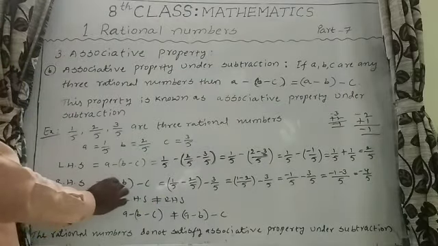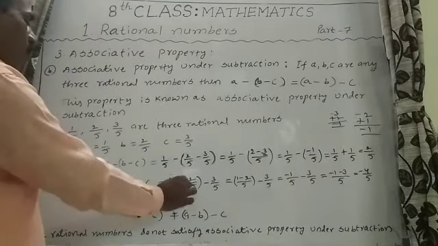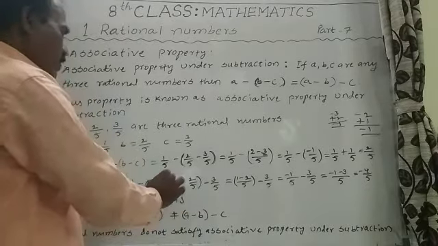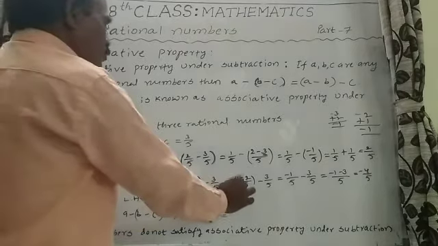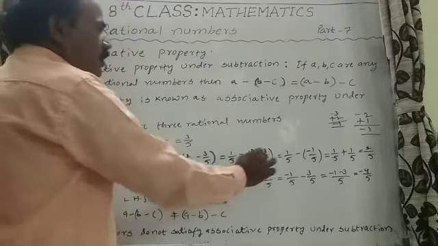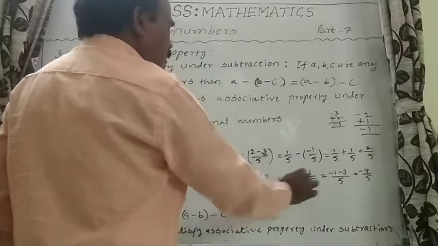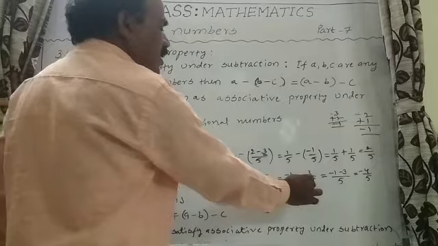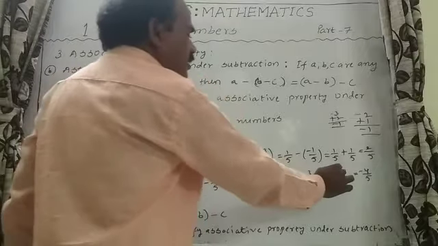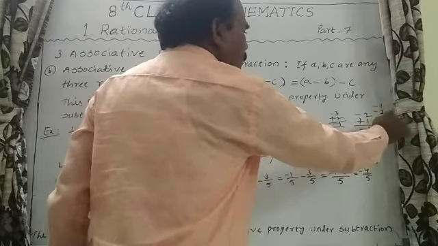RHS is equal to (a - b) - c. a is 1 by 5 minus b is equal to 2 by 5, bracket, minus 3 by 5. Simplify the bracket value. 1 minus 2 by 5. Here 2 is the bigger number, minus 2 plus 1 is equal to minus 1 by 5, minus 3 by 5. Here denominators are the same, add the numerators. Minus 1 minus 3 by 5. Here the same sign is there, add these two numbers, minus 1 minus 3, that is equal to minus 4 by 5.